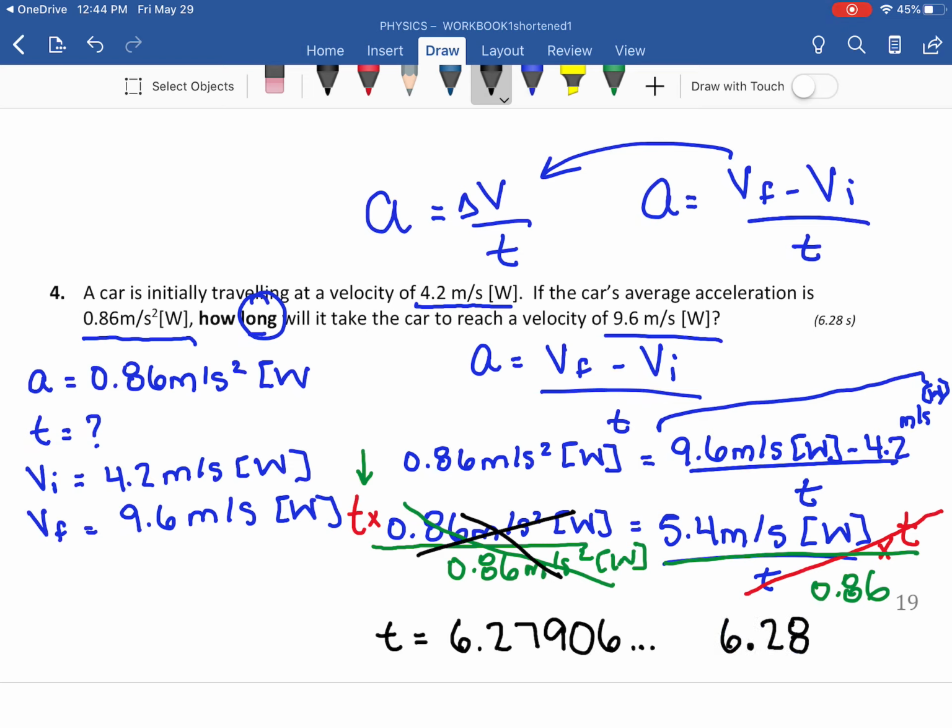Notice how we haven't been doing significant digits, so typically I like to just leave 2 decimal places, but you're not really wrong if you do more than that. But try and have at least 2 decimal places.